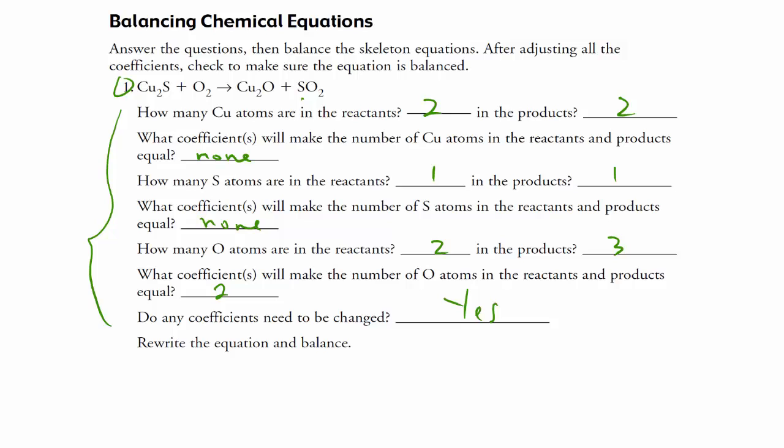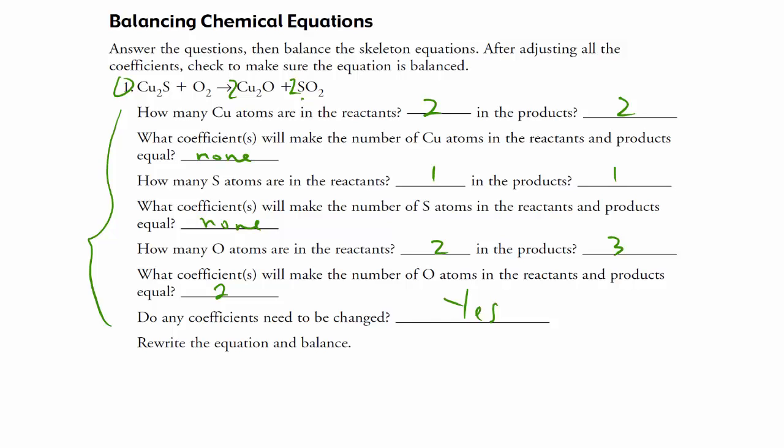I'm going to suggest that we have to change a bunch of the coefficients, so the answer would be yes. I'm not going to rewrite the equation, I'm just going to balance it for you. In order to make sure we end up with the correct number of oxygen, I put this 2 in here, 2 sulfur dioxide. Now we have 2 times 2 is 4 oxygen. At the same time, I've got an oxygen there. What if I put a 2 there? Now I've got 2 and 2 is 4 oxygens.